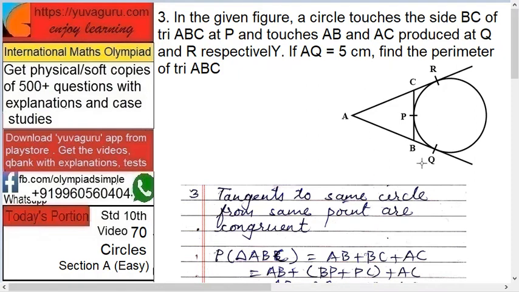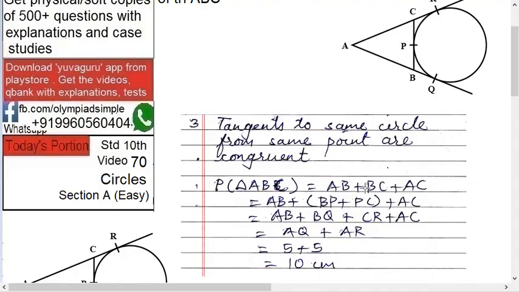Now one important point which we have to remember is that tangents to the same circle from the same point outside the circle are congruent. This A is the same point, and tangents to the same circle are congruent. So AQ equals AR. That is the basic thing which we have to remember. The same rule applies to B also, so BQ equals BP. Similarly for C, CR equals CP. So these three things we must always remember and move ahead.